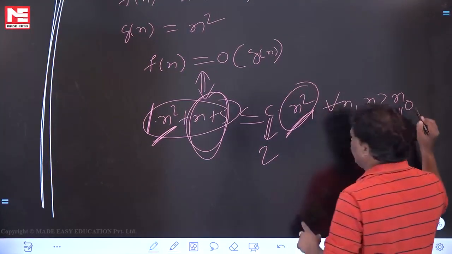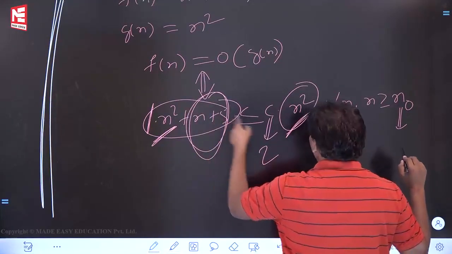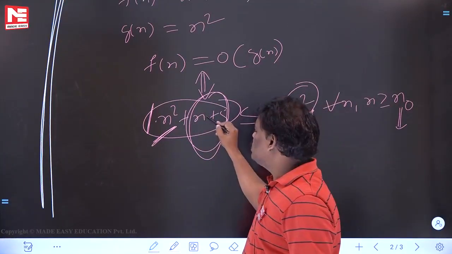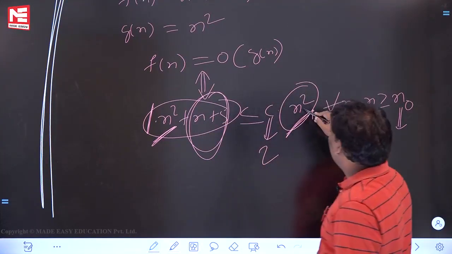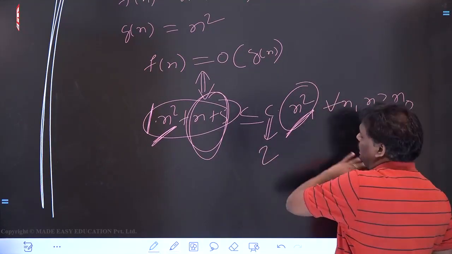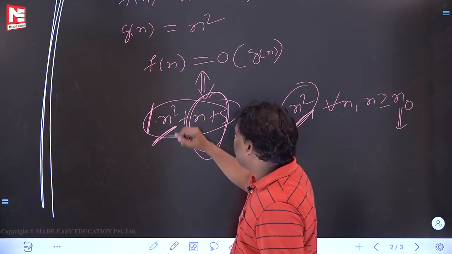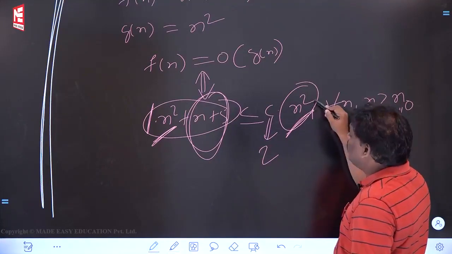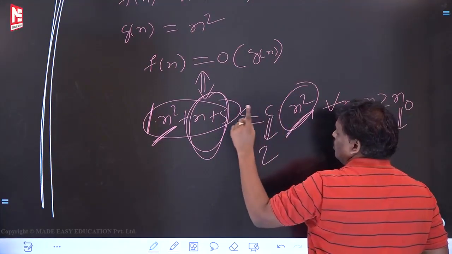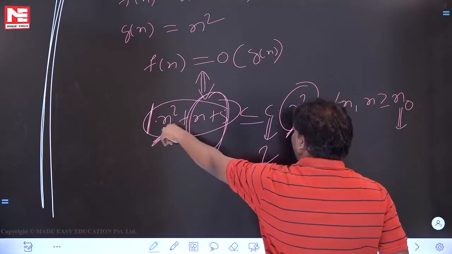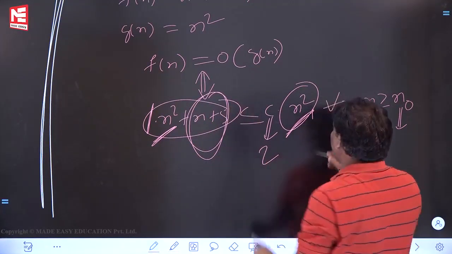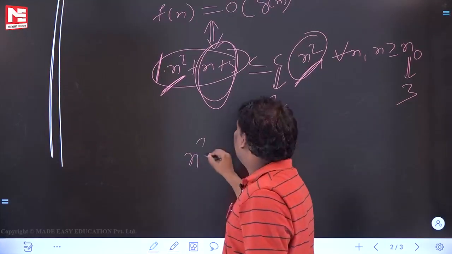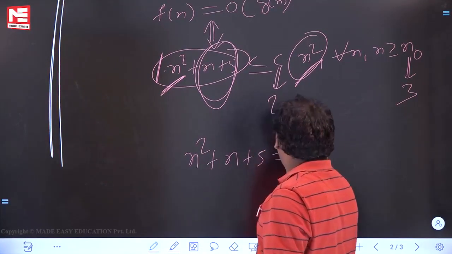Can you help me from where I will start? From 1 onwards. N value 1, what is the answer? 7. This is only 2. Next, N value 2: 4 plus 2, 6 plus 5, 11. This one, 2 square 4, 4 to 8. It is 11, it is 8. Next, N value 3: 3 square 9, 9 plus 3, 12, 12 plus 5, 17. This one, 3 square 9, 9 to 18. That is only 17. So from 3 onwards, 2 9s, 18, it holds. Final conclusion: N square plus N plus 5 is big O of N square.